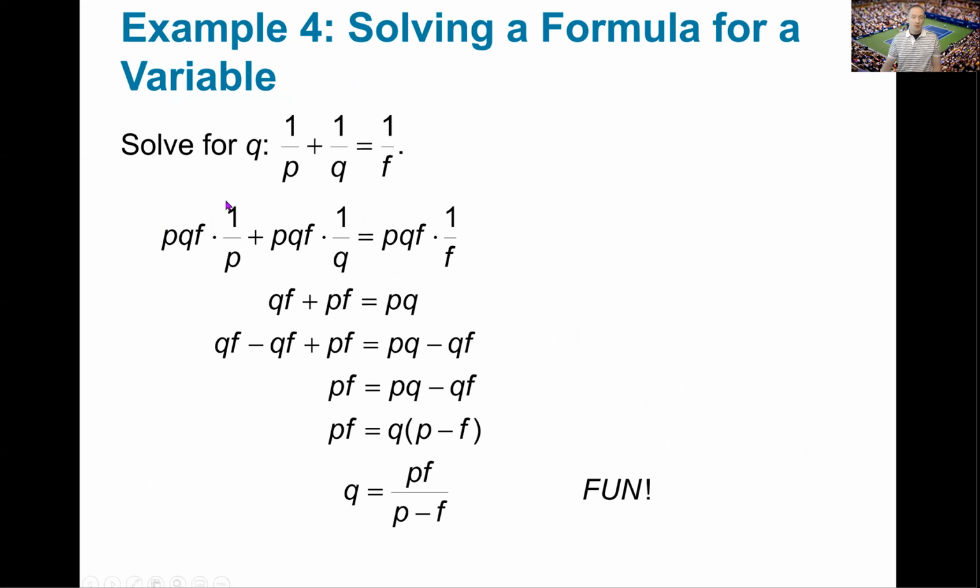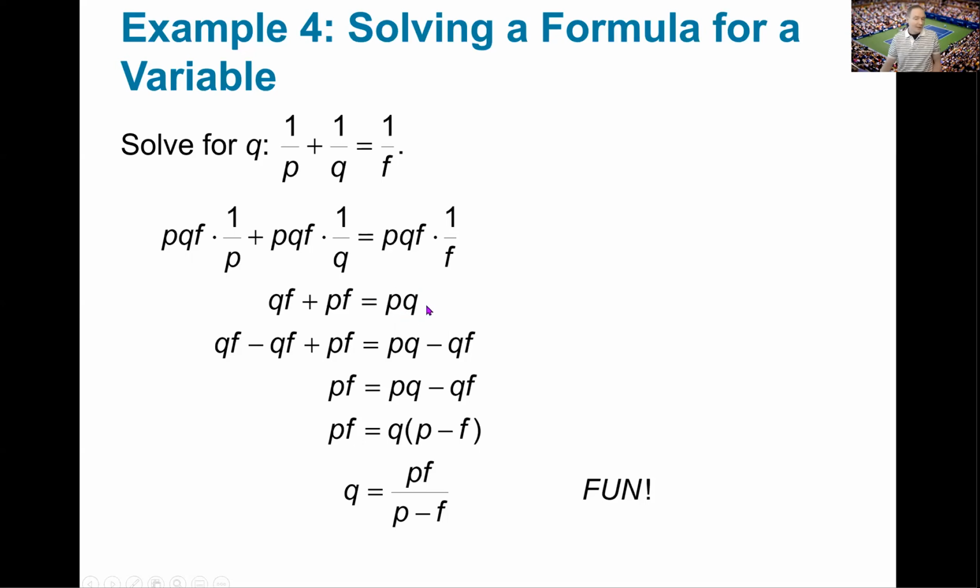When you multiply the 1 over P by PQF, you'll just get QF. When you multiply the 1 over Q by PQF, of course, you'll get PF. Poof. On the right-hand side, you're dividing by F, multiplying by F, that'll leave you PQ. So now, making sure you go back to the problem's goal, we were supposed to solve for Q. Well, think about this and say, well, how can I solve for Q in this expression? I only have one term that has a Q. It's two terms, this term QF and this term PQ.